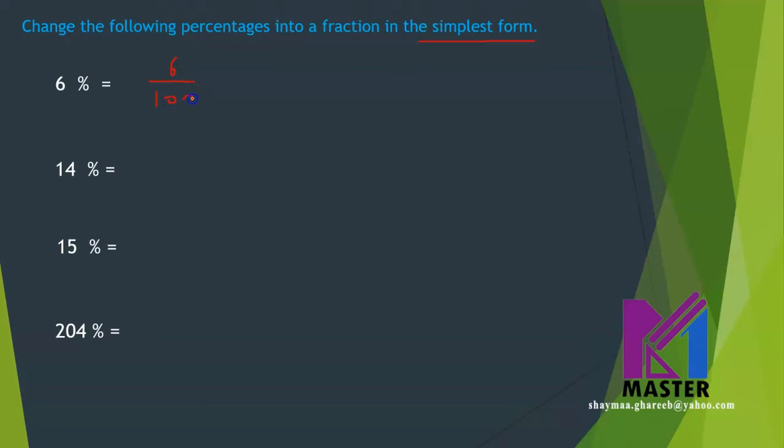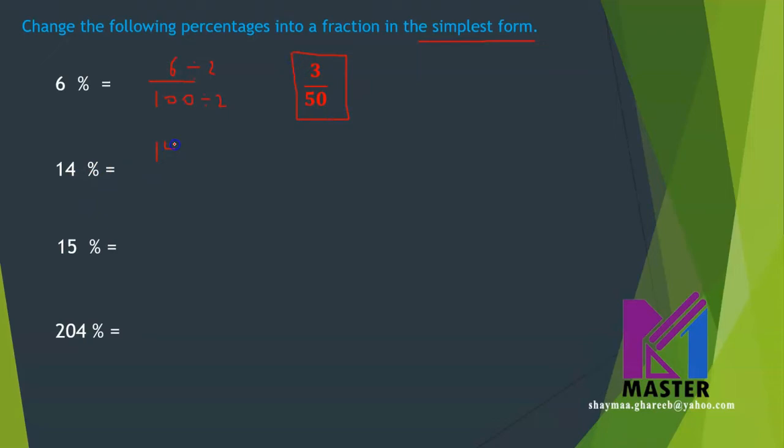If I want to simplify it, I can divide up and down by 2. So it will be 6 divided by 2 equals 3, and 100 divided by 2 equals 50. So the simplest form is 3 over 50. Can I do any more division? No. That's why this is the simplest form.